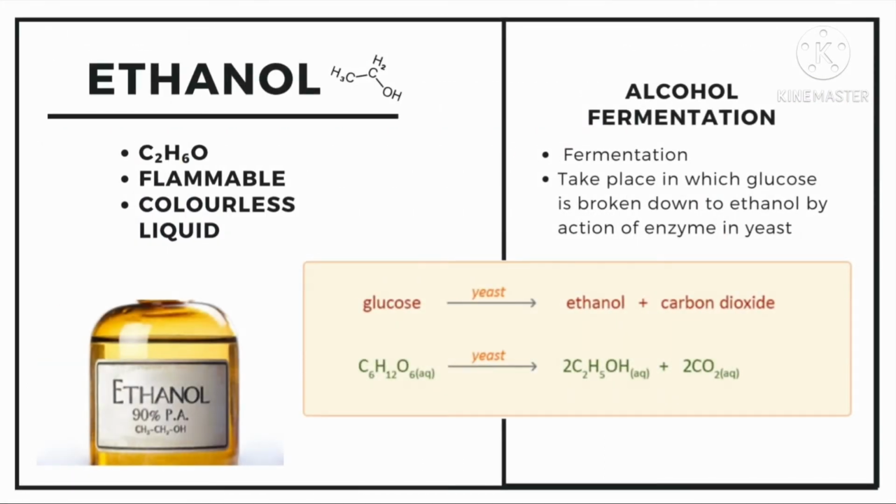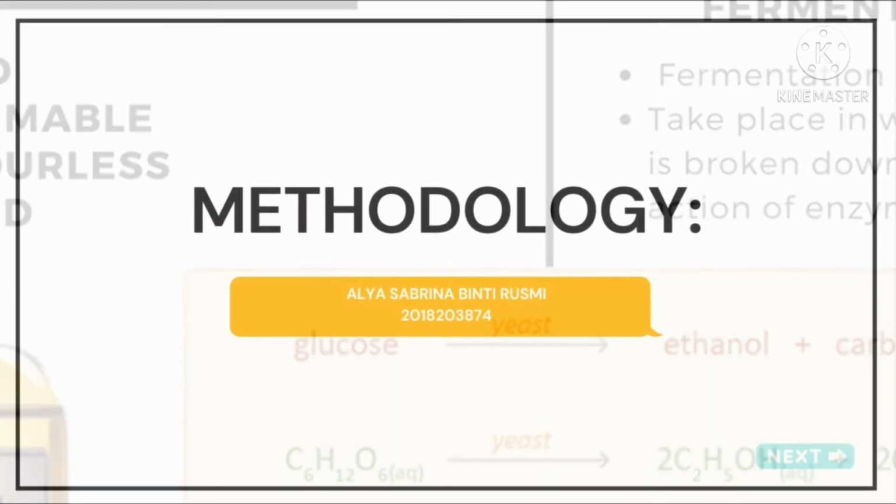Ethanol, C2H5OH, is a colorless, flammable chemical compound that is best known for its use in alcoholic beverages. The steps in the ethanol production process include a chemical reaction called fermentation. It takes place when glucose is broken down to ethanol by the action of enzymes in the yeast.